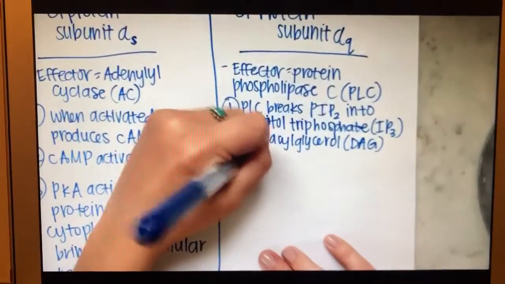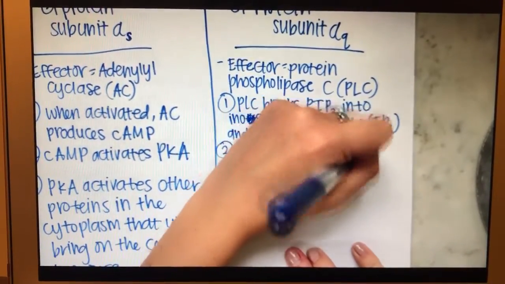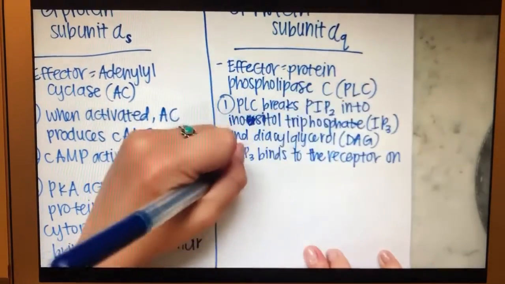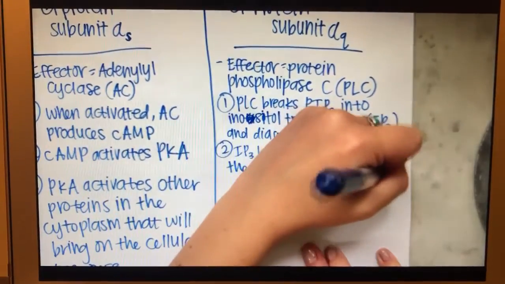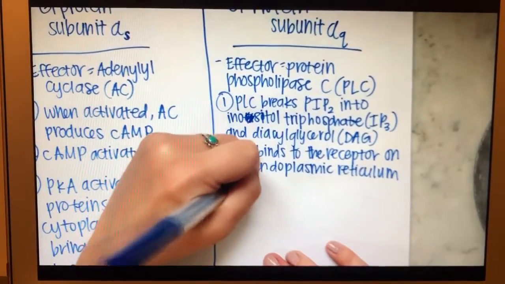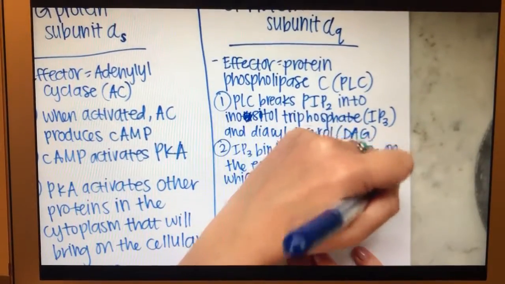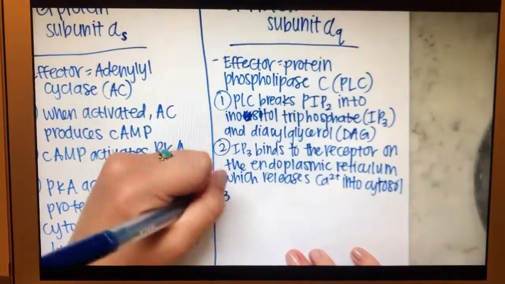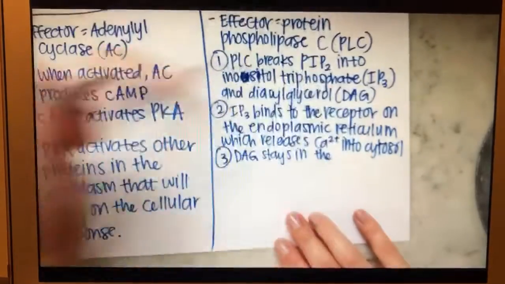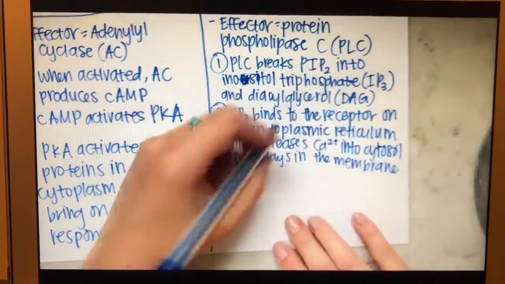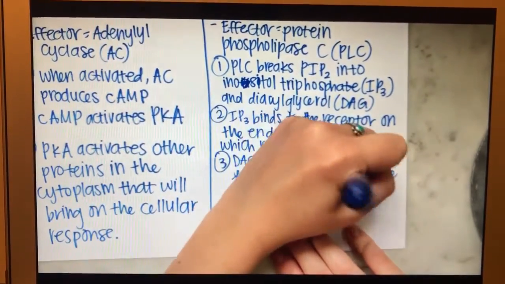The IP3 goes down in the cell and binds to the receptor on the endoplasmic reticulum, which then releases calcium into the cytosol. And this can also bring on a cellular response from the calcium. And then the DAG actually stays in the phospholipid membrane of the cell. And this goes on to activate protein kinase C, which can be called PKC for short.